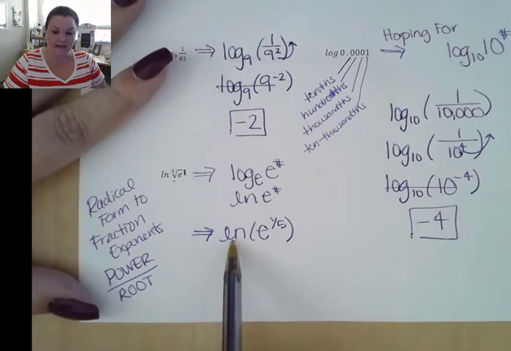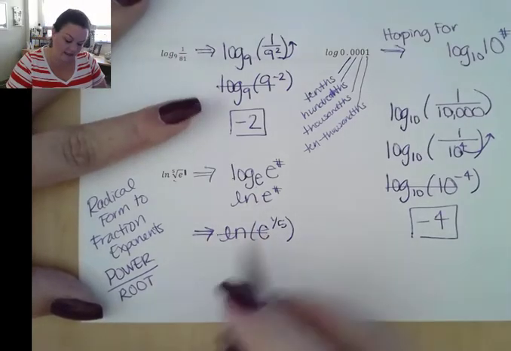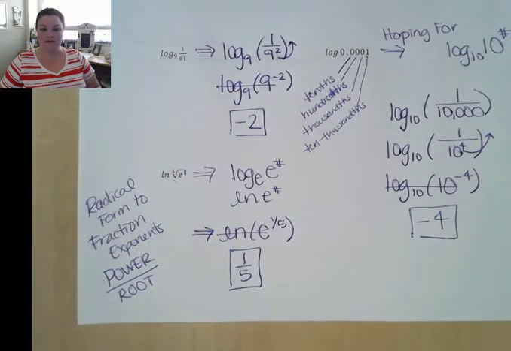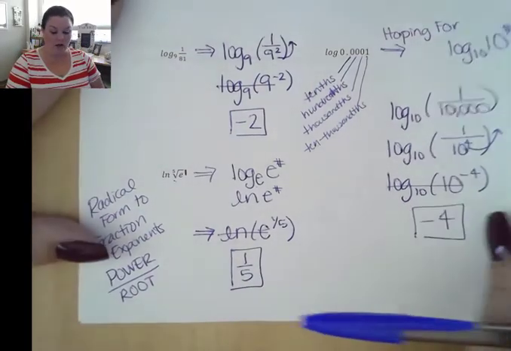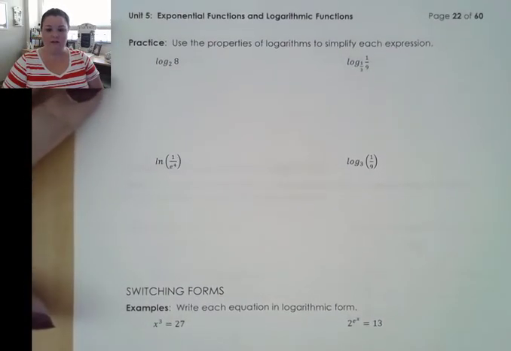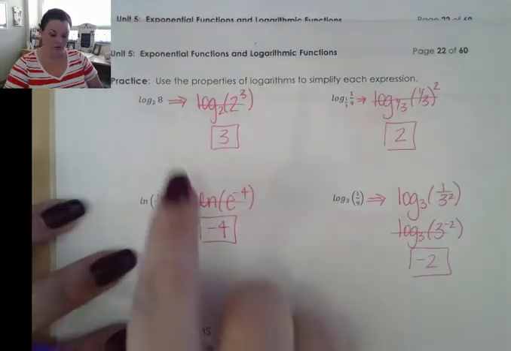And then because ln is log base e, right, ln and e cancel. And this just gives me 1/5. Right? Okay, so on the next page, there's 4 for y'all to try. So I want you to go ahead and pause the video, simplify those as much as you can. If you get stuck or are ready to check yourself, play the video, go over them.